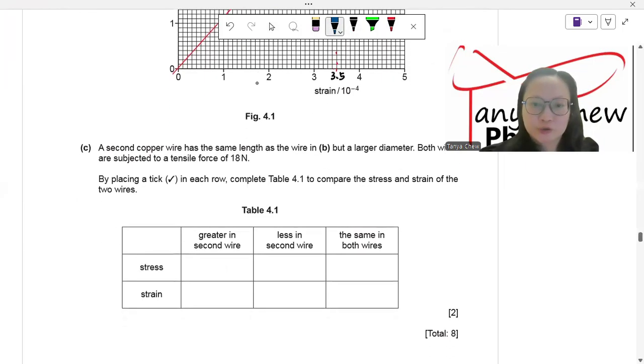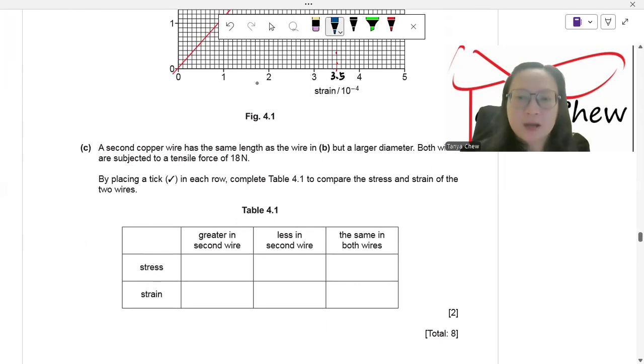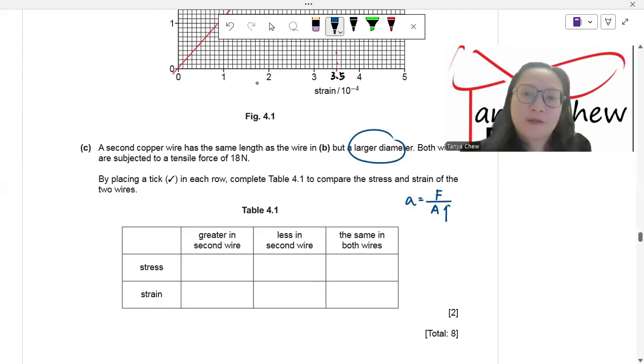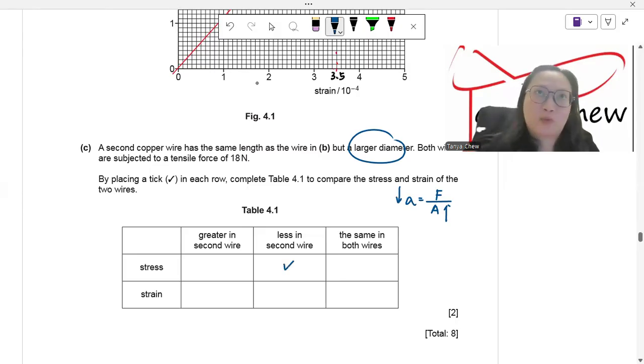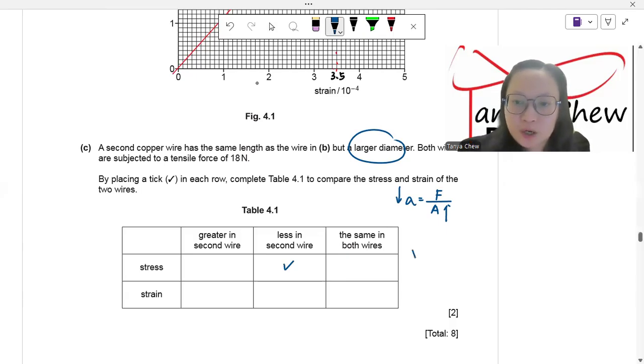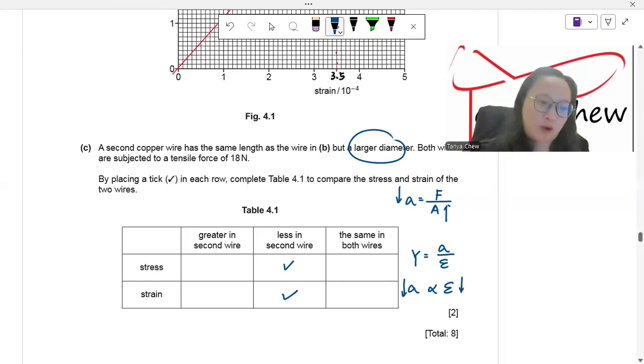I would like to do this because Young modulus is the same. That is why stress is equal to force over surface area. Larger diameter, larger surface area. That is why the stress would be lesser in second wire because second wire has a larger diameter. And since the stress is smaller, Young modulus is stress over strain. Young modulus is constant. Stress is directly proportional to strain. Stress is now lower, strain must be lesser as well.